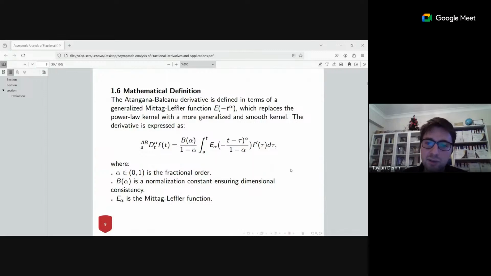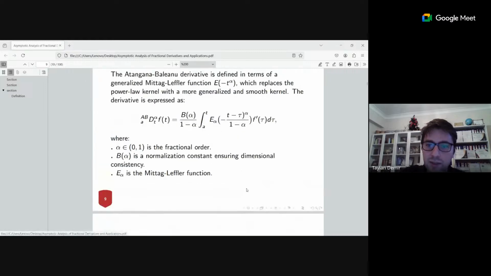Mathematical definition. This is the Atangana-Baleanu fractional derivative. We know E sub alpha is the Mittag-Leffler function. B of alpha is a normalization constant ensuring dimensional consistency. Alpha lies in the open interval between 0 and 1, and the function is continuous and differentiable. It replaces the power law kernel with a more generalized and smooth kernel.